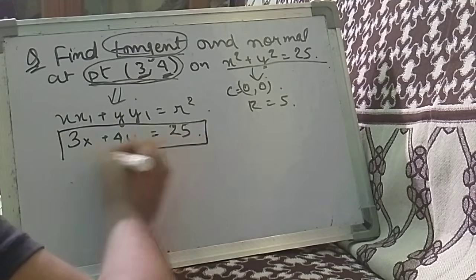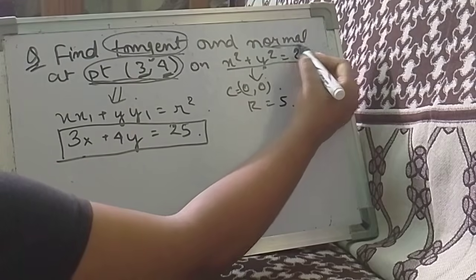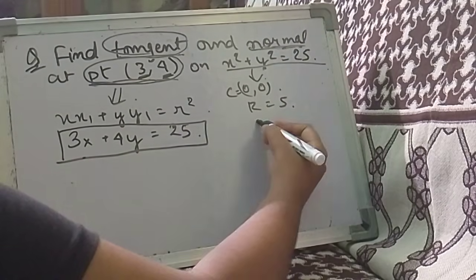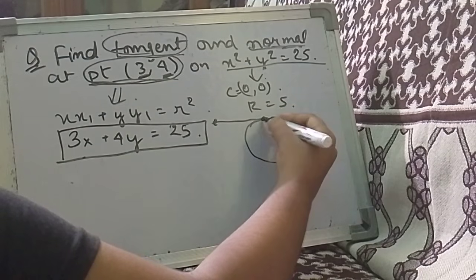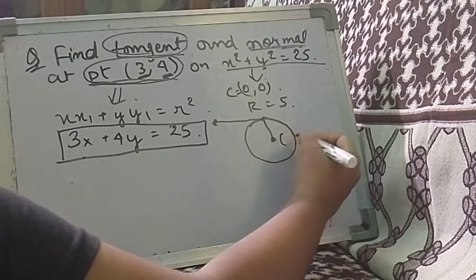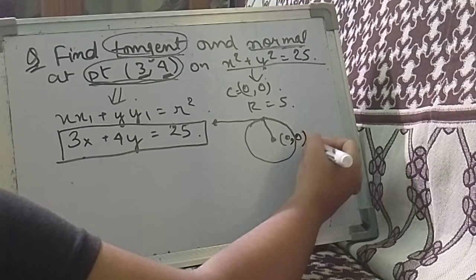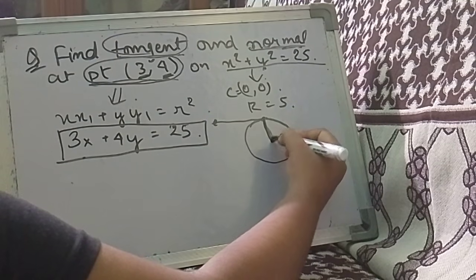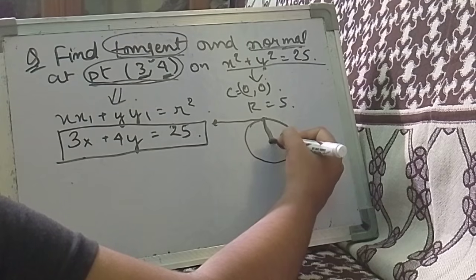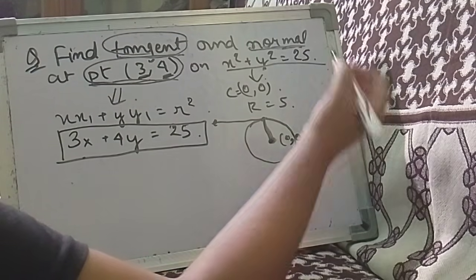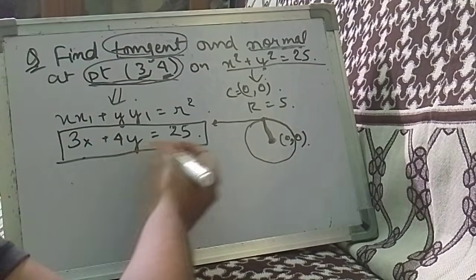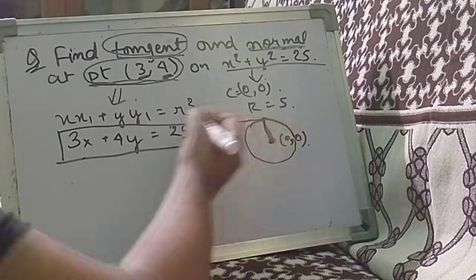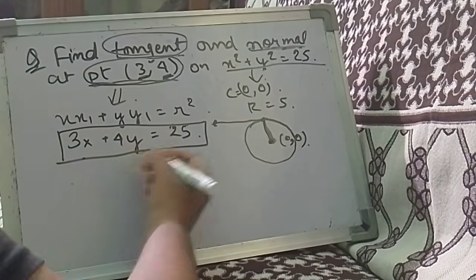This is the equation of the tangent, and now we know the normal is perpendicular to it. This is the tangent and this is the normal, and the normal must pass through the center because it is perpendicular to the tangent. So it becomes the radius, and it must pass through (0, 0). If we know that the normal is perpendicular to the tangent, what will be its slope?